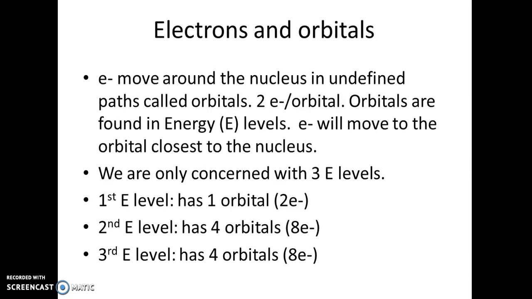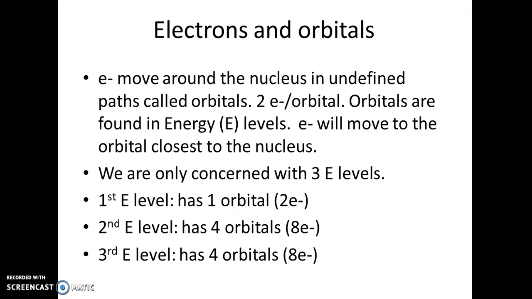Now, electrons move around the nucleus in undefined paths, which are called orbitals. There are 2 electrons per orbital. Orbitals are found in energy levels, and electrons will move into the orbital closest to the nucleus.